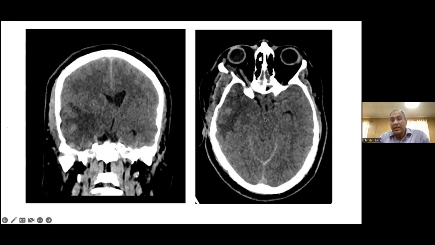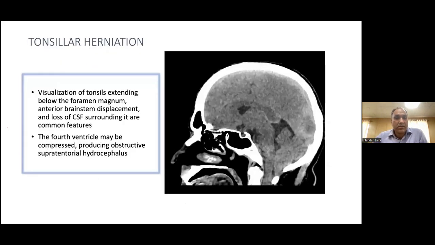The whole brainstem has actually descended a bit down, and no CSF can be appreciated around the brainstem, but we know that it's the midbrain region, and the interpeduncular cistern has also effaced. So both right uncal as well as descending transtentorial herniation is happening in this particular case.